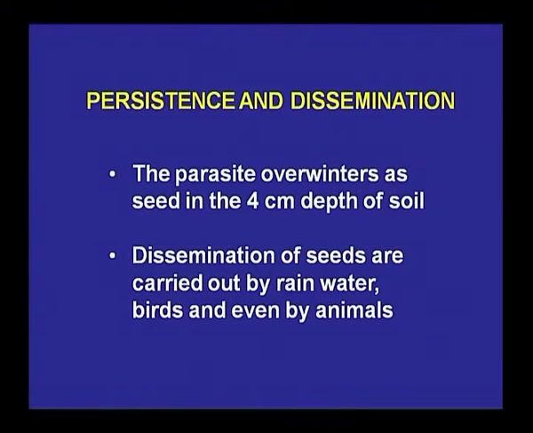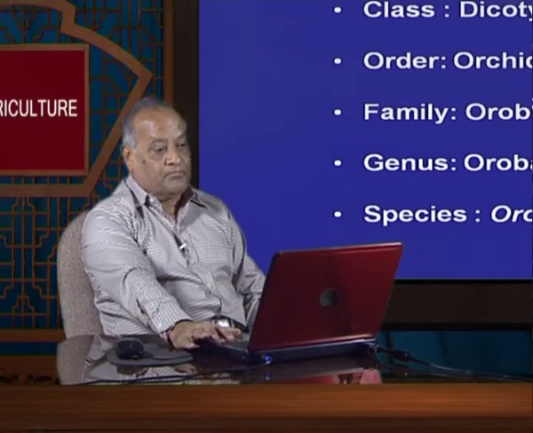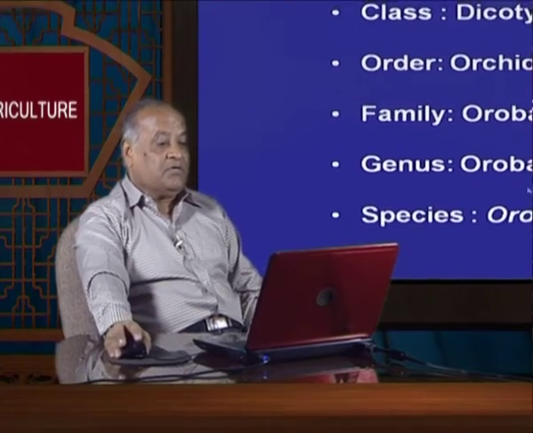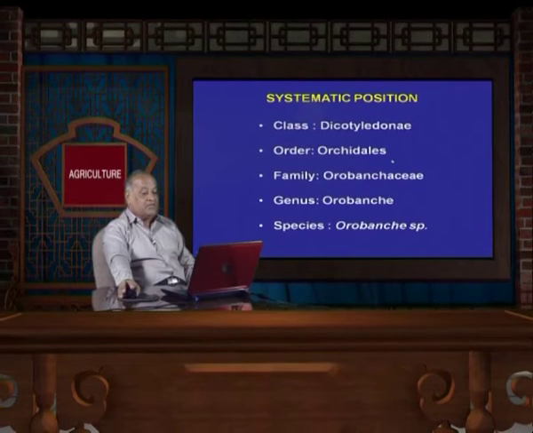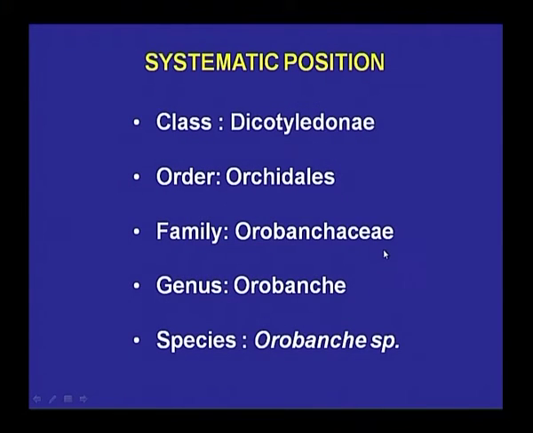Persistence and dissemination. The parasite overwinters as seed about 4 centimeters deep in the soil. The dissemination of seeds is carried out by rainwater, birds, and even by animals. The systematic position is they belong to class Dicotyledonae, order Orobanchales, family Orobanchaceae, genus Orobanche, and different species are there.